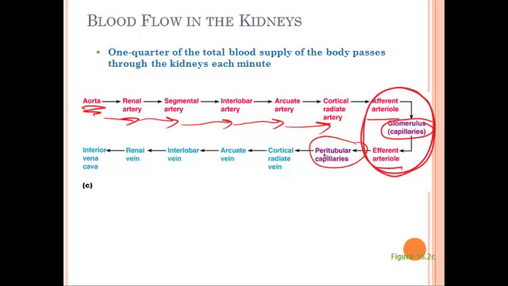So this is another situation where we're going from arterial vessels to capillaries, back to arterial vessels, and then to capillaries again. So we have these two capillary systems, one right after the other, before we get into the venous side of the blood. And so this is where we're going to focus on the filtration function of the kidneys. And then from there, notice how the veins basically mimic the arteries, except that there aren't any segmental veins, but you have cortical veins, arcuate veins, interlobar veins, renal veins, and then back into the inferior vena cava.